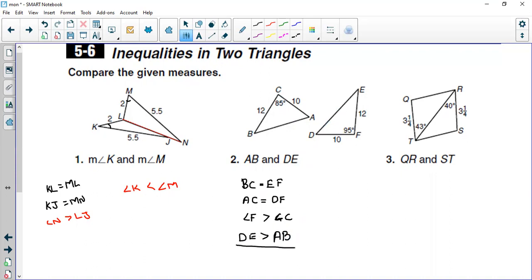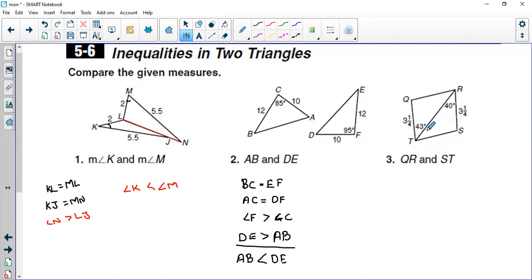So you're done comparing the two sides. DE is going to be greater than AB. Or you can even say AB is less than DE. Both mean the same, right? Only that we are changing the place of the lines, that's all. So AB is less than DE or DE is greater than AB.